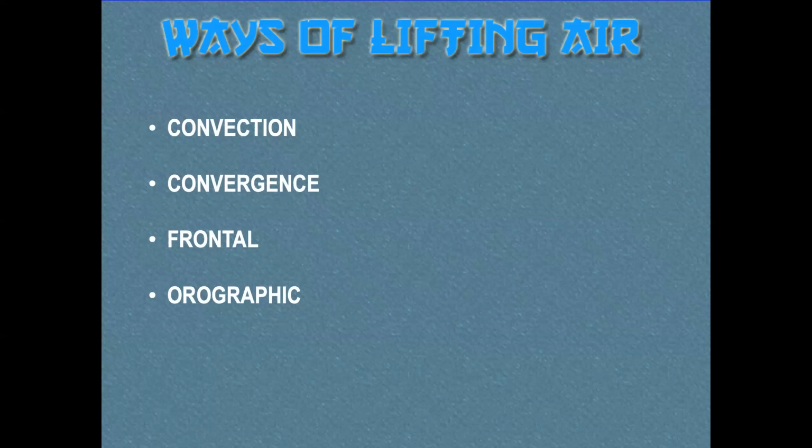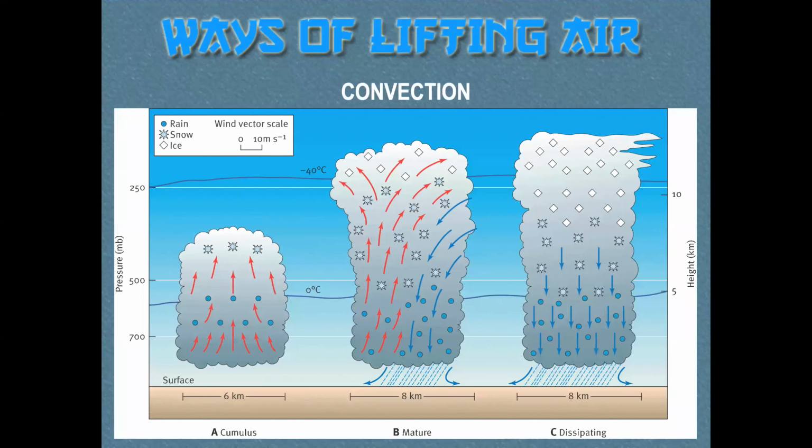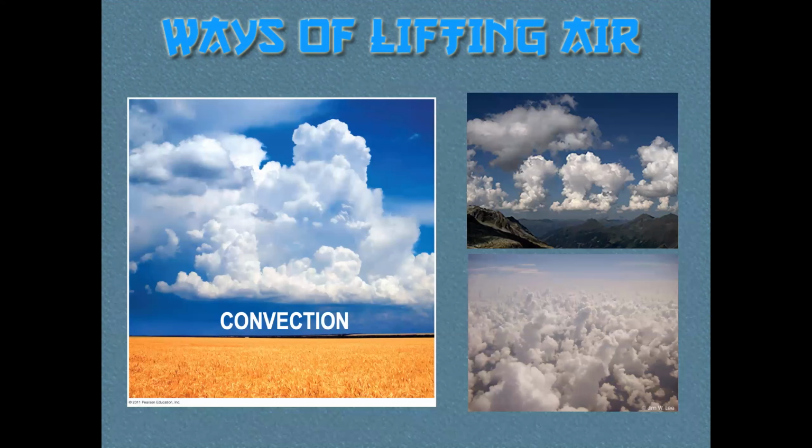The ways of lifting air: convection. Remember, convection, the physical process, is also referred to as convection in the atmosphere. So there's convection. You heat the air up, it bubbles, it turns into a cloud, and eventually that rains or snows depending on the time of year. And here's convection. Can you see it? Nice and obvious. It looks like little popcorn kernels.